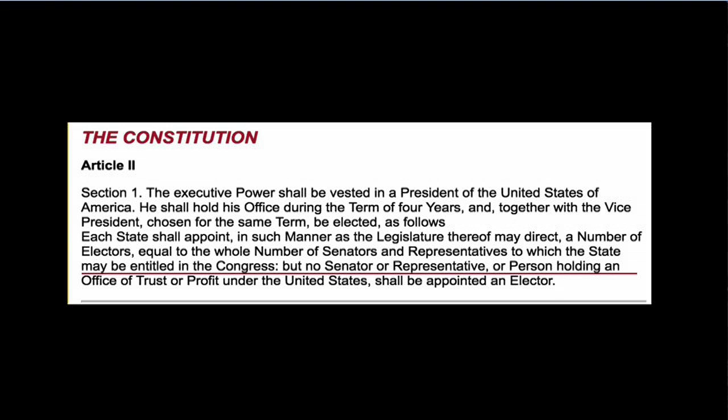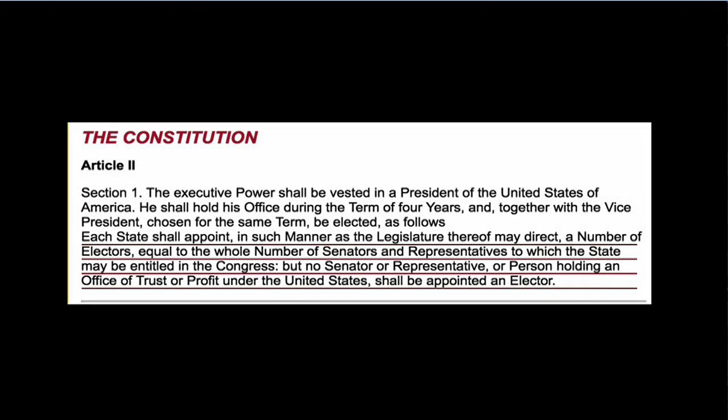He, remember it says he, he shall hold his office during the terms of 4 years, and together with the Vice President chosen for the same term, be elected as follows. Each state shall appoint in such a manner as the legislature thereof may direct a number of electors equal to the whole number of senators and representatives to which the state may be entitled in the Congress. But no senator or representative or person holding an office of trust or profit under the United States shall be appointed an elector. So no federal employee, no elected federal official may be an elector.